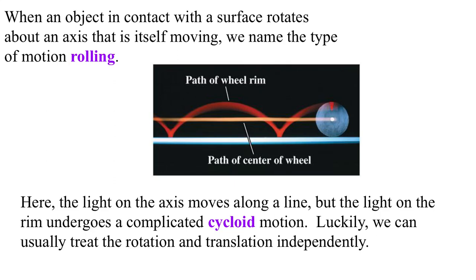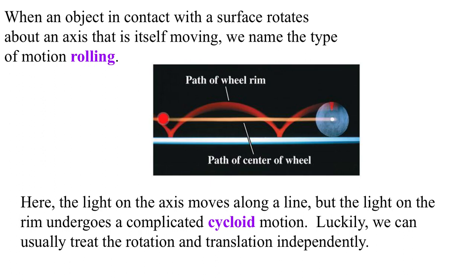When an object in contact with a surface rotates about an axis that itself is moving, we name that type of motion rolling, which is exactly what we expect by rolling. It's just a formal definition. Here we have an LED on the axis and a red LED on the edge of a wheel as the wheel rolls along a table. And you can see that while the center of the wheel, the axis about which it's rotating, simply translates, any other point does this weird little loop-de-loop, which is called a cycloid.